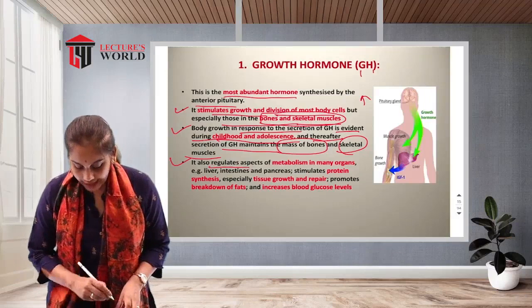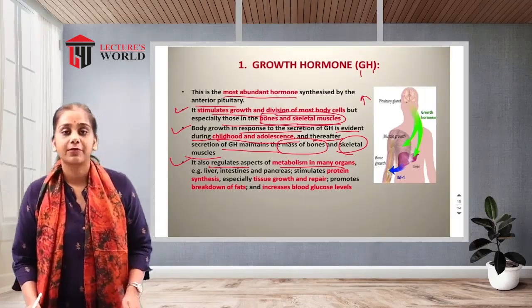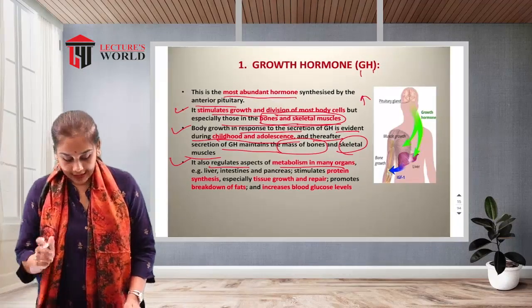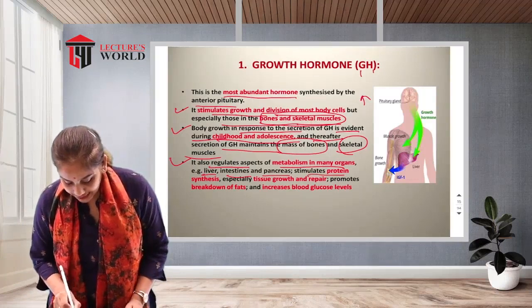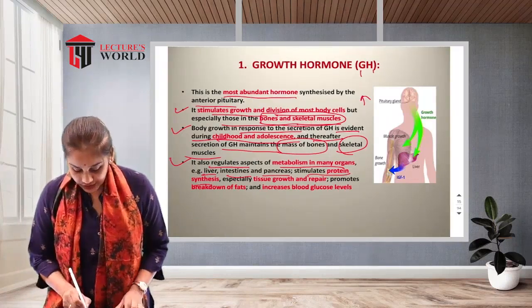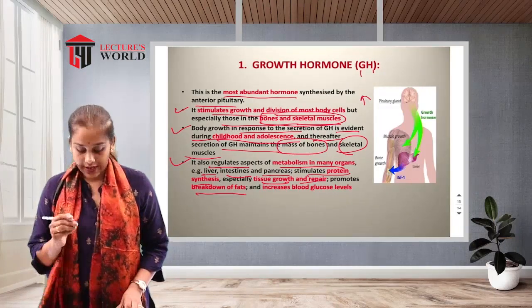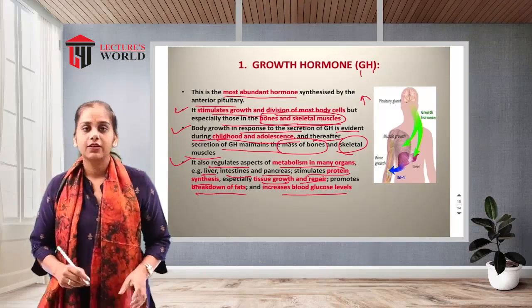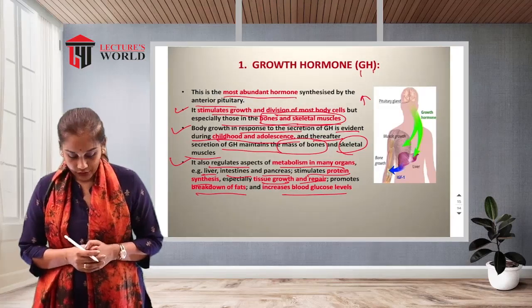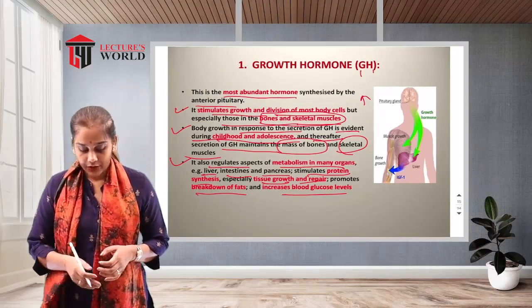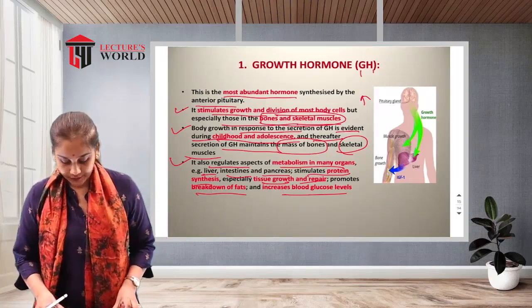It also regulates aspects of metabolism in many organs, like the liver, intestine and pancreas. It stimulates protein synthesis, especially in tissue growth and repair, promotes the breakdown of fats, and increases the blood glucose level. So it has some significant functions in metabolism also. In these types of organs, growth hormone is helpful.